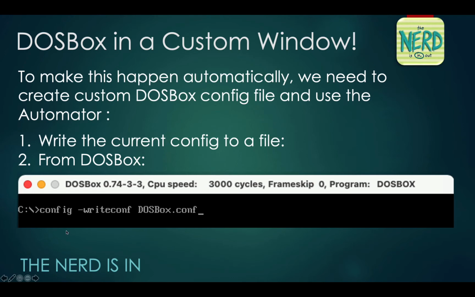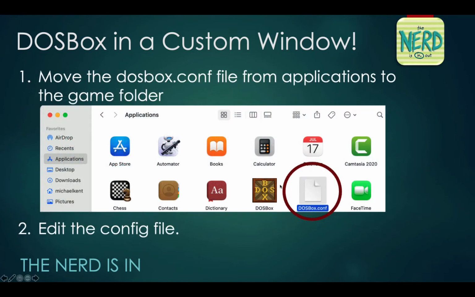Now, on the Mac, the best way I have found to get the default configuration file is to go into DOSBox, issue this command, config-write config, C-O-N-F, and then the name of the file you want to write it out as. Once you do that, unfortunately, it's going to drop it into the application folder. So here is that custom config I wrote out.